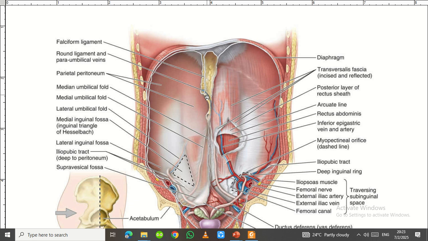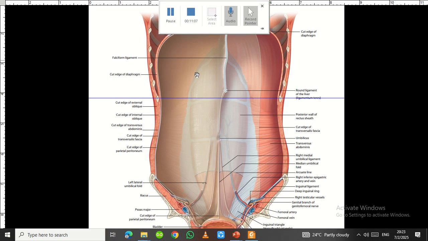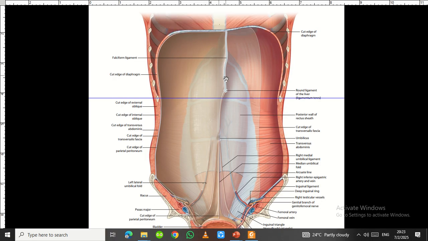Let's take a look at the previous diagram. Right, so this is your falciform ligament. On the free edge of the falciform ligament, you have the round ligament of the liver right here. That is the remnant of the obliterated umbilical vein.